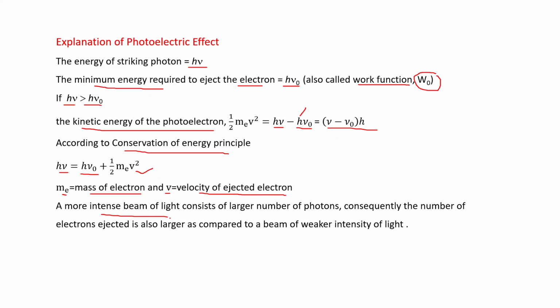A more intense beam of light consists of a larger number of photons. It means if intensity is more, the number of photons will be more. Consequently, the number of electrons ejected is also larger as compared to a beam of weaker intensity of light. Is that clear? Thank you.